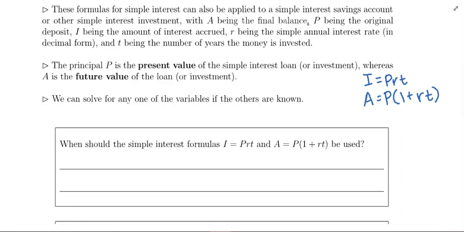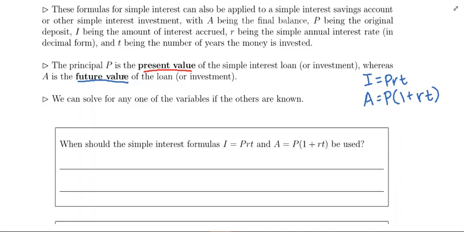Here are two more terms that you might encounter: present value versus future value. Okay, let's read about that. And this also extends throughout chapter 3. The principal is the present value of your simple interest loan or investment, whereas the A value is the future value of the loan or investment.